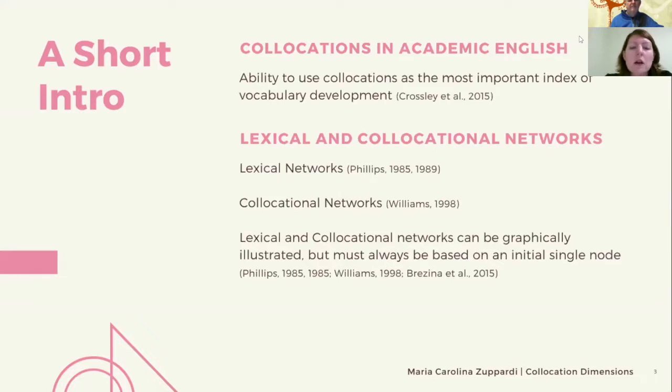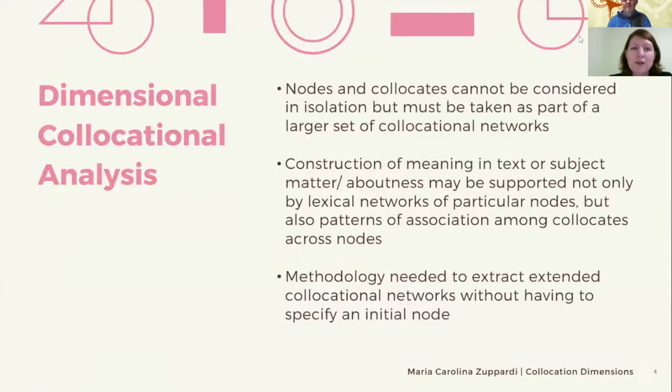So that got me thinking, I don't want to choose a single node, especially when you think about teaching applications and everything. I want to have a set of collocates across a set of nodes. Is that possible? That was the idea for thinking about dimensional collocational analysis.